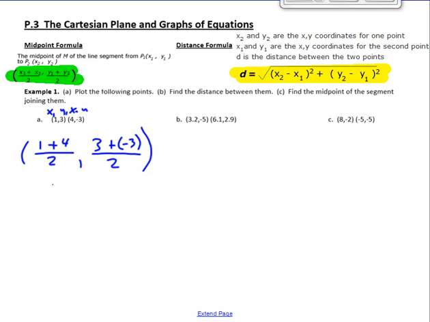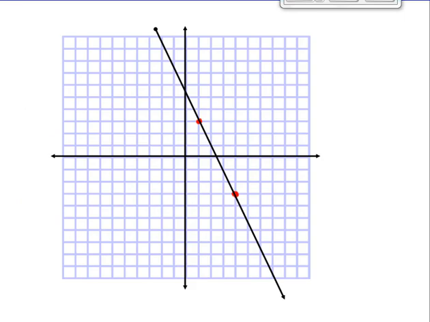4 plus 1 is 5, so 5 halves is the first one. If you wanted to change that to 2.5, that's fine, but don't be afraid of fractions. And I do the next one, 3 plus -3 is 0. 0 divided by 2 is 0. So it should match up in the graph that I just drew, that I look about halfway between these 2 points is going to be about 5 halves, comma 0. And if I drew it properly, I can see that 5 halves, which is about 2.5, comma 0, which is right there, is going to be halfway between the first point and the second point, and it is.